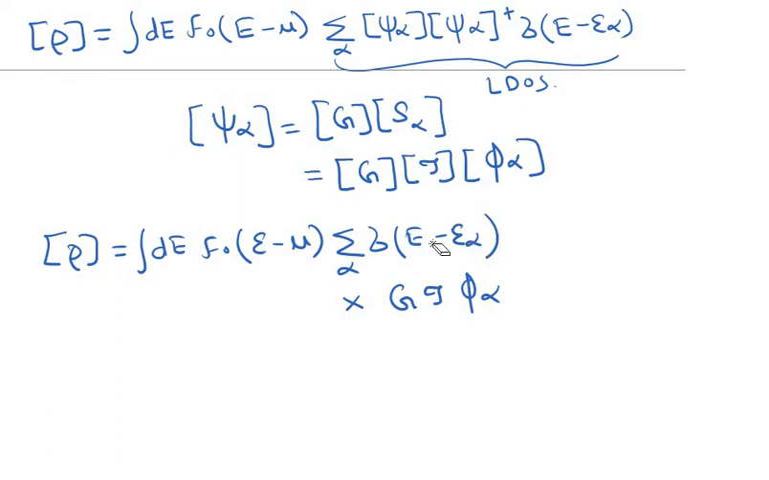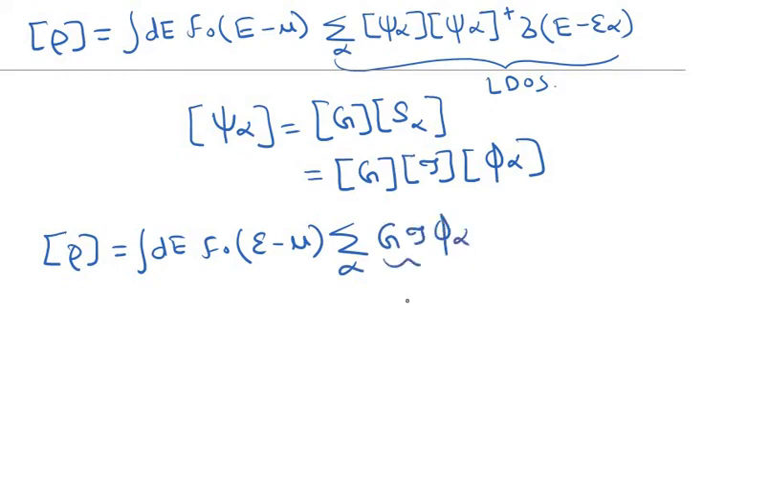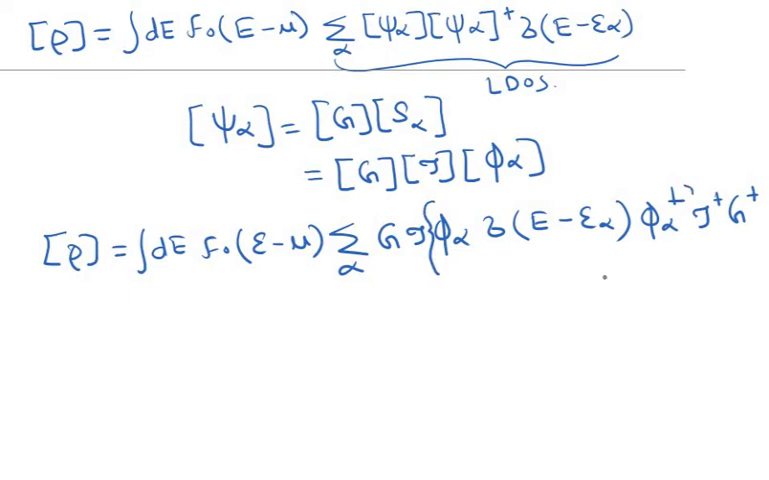So I will just put this delta in the middle so that it's easier to understand. The summation over alpha of G tau phi alpha, all these are matrices, I am not writing the matrix notation here for convenience, and delta(E minus epsilon alpha), then phi alpha dagger, tau dagger, and G dagger. Okay, and now I basically enclose this term over here.